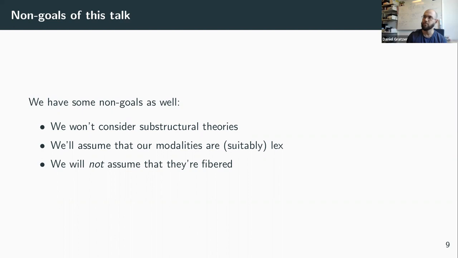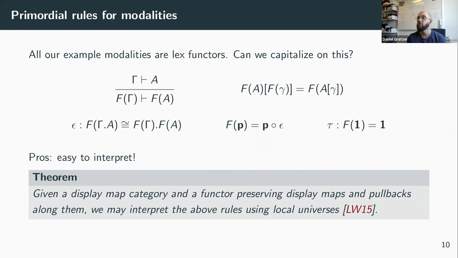All right, straight into it then. So if we assume that everything is lex, this sort of lends itself to a bunch of rules right off the bat that we can sort of throw together. And so the first one is this sort of functorial formation rule, which says that if you have a type A in context gamma, well, you can form a type F of A in context F gamma. So here's the place where we've done some violence to the context and substitutions.